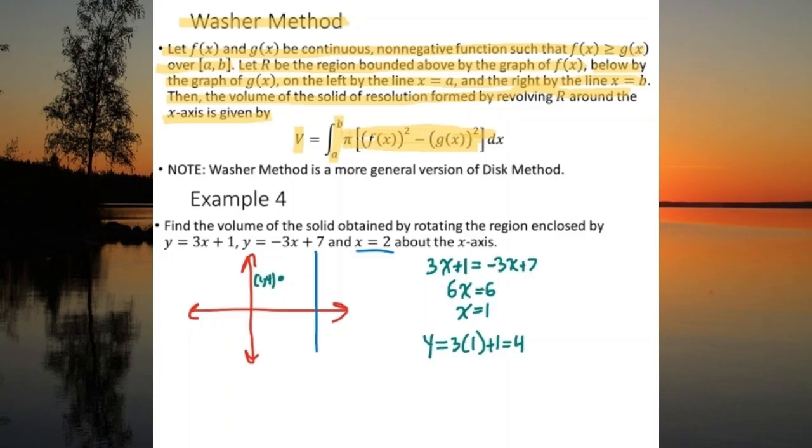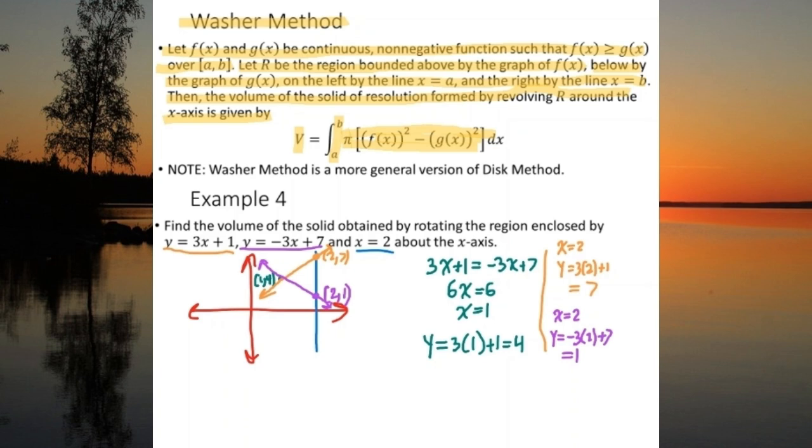Now we'll figure out where y equals 3x plus 1 intersects the vertical line x equals 2. Since x equals 2, we can just plug 2 into the equation, and we get the y value is 7. Since y equals 3x plus 1 is a straight line, we can connect the dots. We'll do the same thing with y equals negative 3x plus 7, plug in x equals 2, and we get 1 as the y component. Now we have 2 points. We can connect them to make a straight line. As for the region that we're rotating, that'll be the region bounded by all 3 lines, which would be that triangle there.